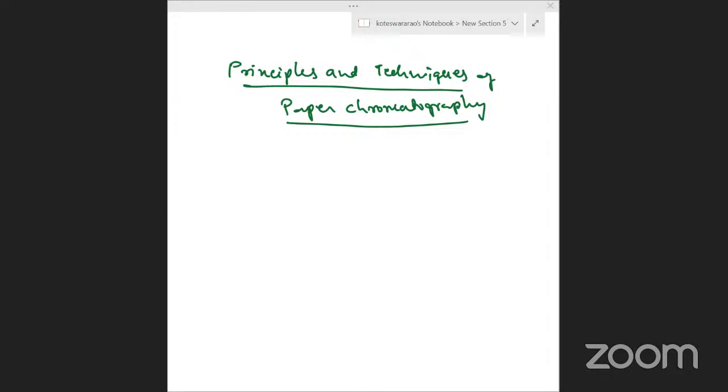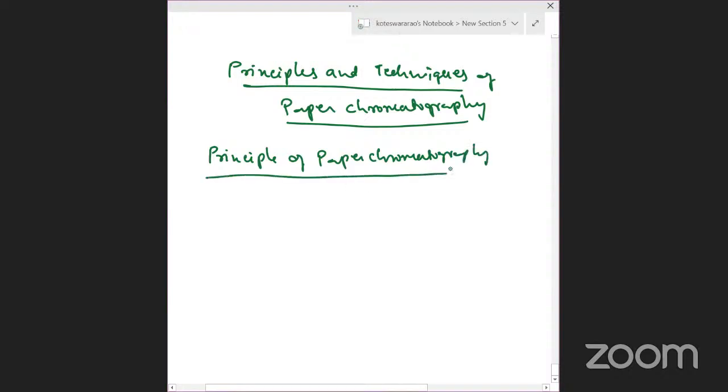Now coming to the principle of paper chromatography. Paper chromatography or any other chromatography has the same basic principle. The principle behind separation of a mixture by paper chromatography can be explained based on partition behavior, capillary action, and migration parameters. These three factors are important: partition behavior, capillary action, and migration parameter.